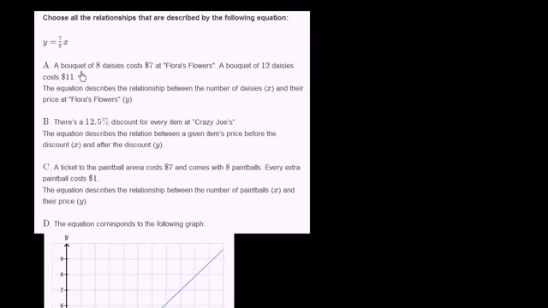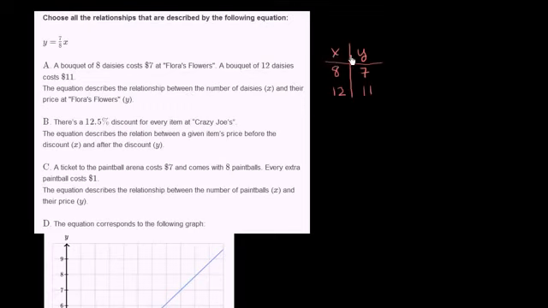Relationship A. A bouquet of 8 daisies costs $7 at Flora's Flowers. A bouquet of 12 daisies costs $11. The equation describes the relationship between the number of daisies x and their price at Flora's Flowers y. So let's look at scenario A. Our x is the number of daisies, and our y is the price. So when we get 8 daisies, they say it costs us $7. When we get 12 daisies, they tell us that it costs $11.